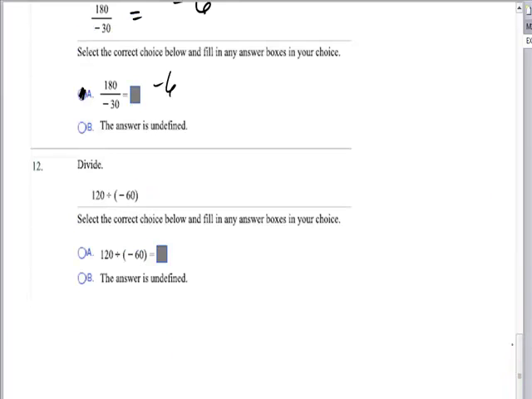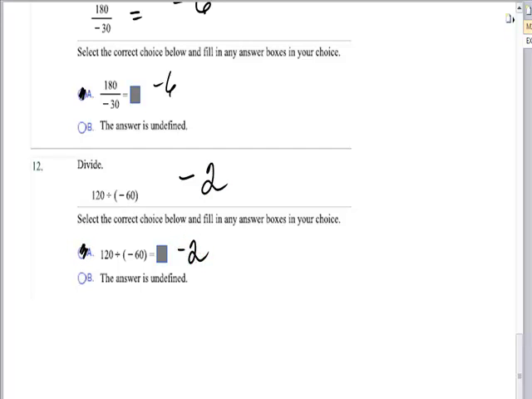Looks like our last problem. I have 120 divided by negative 60. That's a positive divided by a negative, different signs. I'm going to get a negative quotient, and it goes in there 2 times. The answer is negative 2.